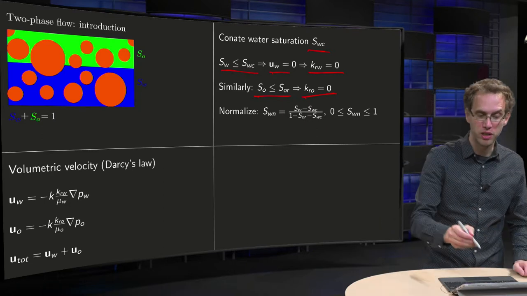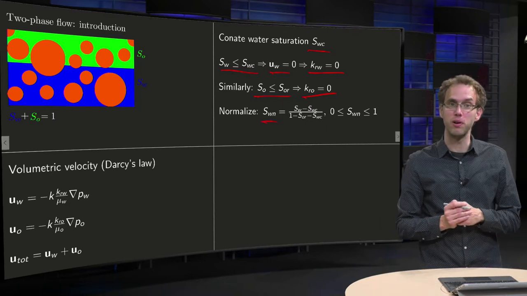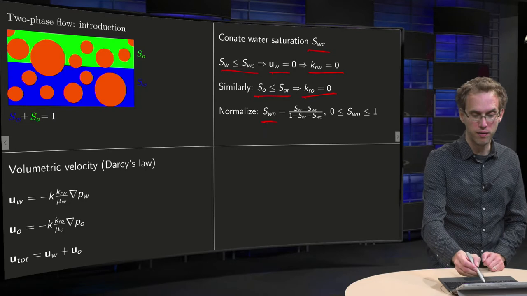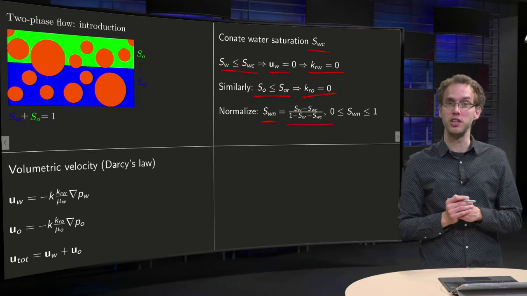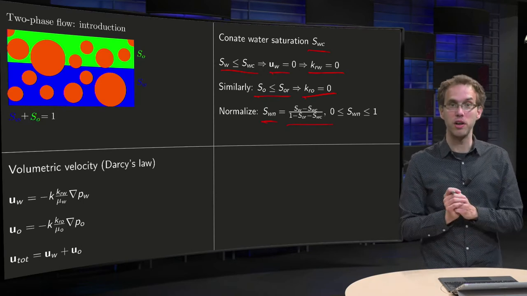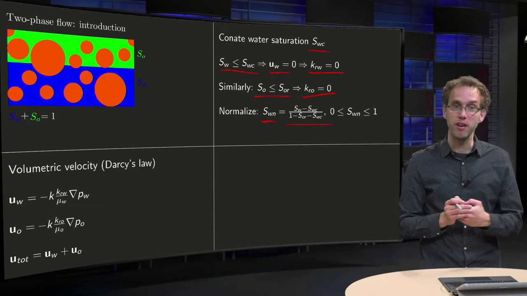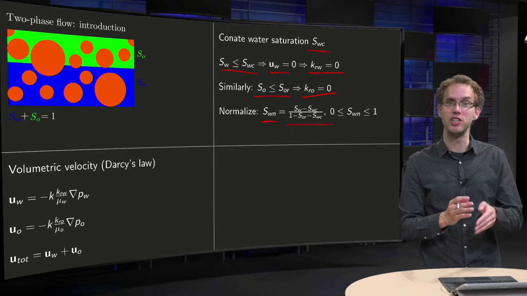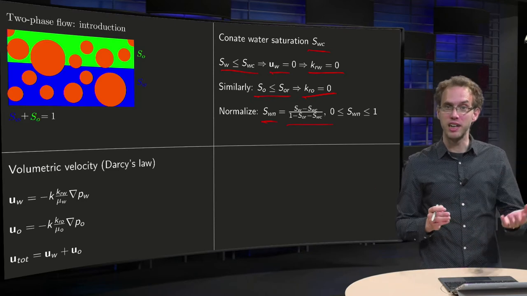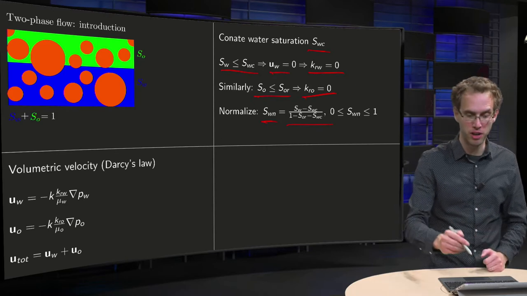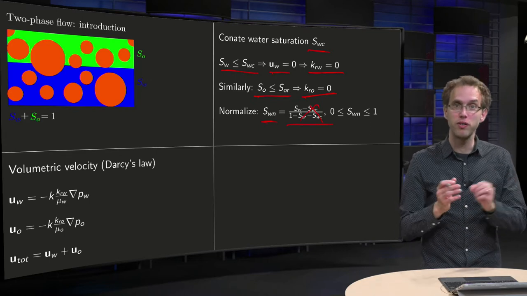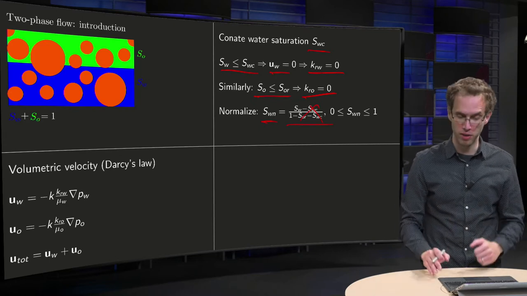So what you often do is that you normalize. You use a normalized saturation, which is SW minus SWC divided by 1 minus SOR minus SWC. So what happens then, if SW equals SWC, your normalized saturation is 0, and if you are at 1 minus SOR, your normalized saturation is 1. So now your normalized saturation is between 0 and 1, and if SOR and SWC are 0, then those all drop out and your normalized saturation is just your normal one. So we often use this normalized saturation to express our rel perms.